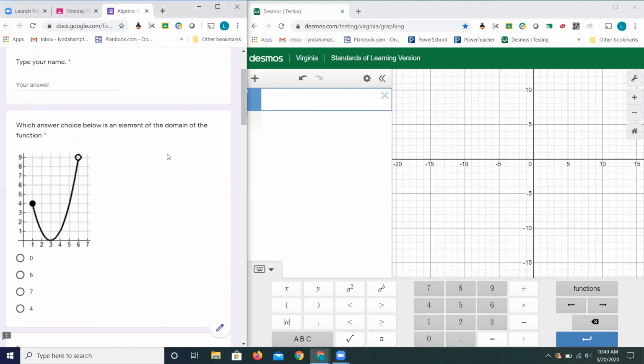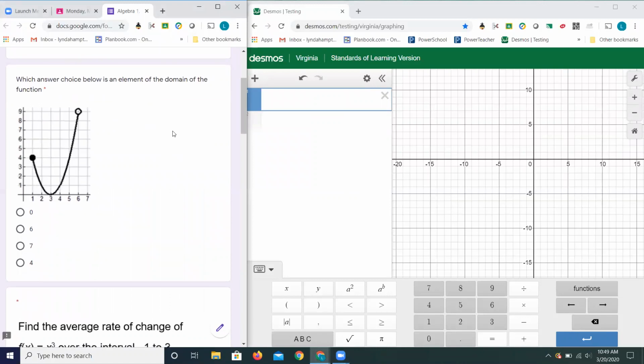Type your name and then look at the first question. Which answer choice below is an element of the domain of the function? Remember, your domain is your x values. So you're going to go across the train track on the x-axis, and which one of these numbers would you stop to pick somebody up?